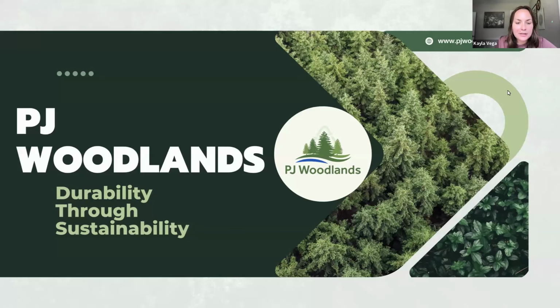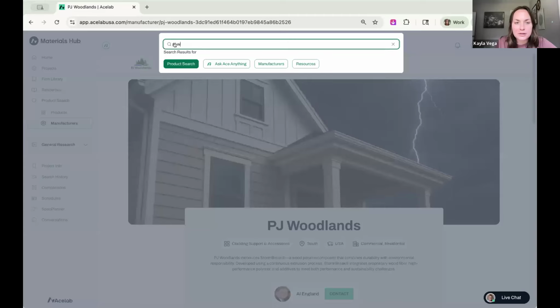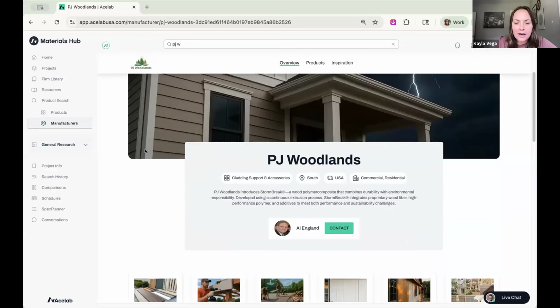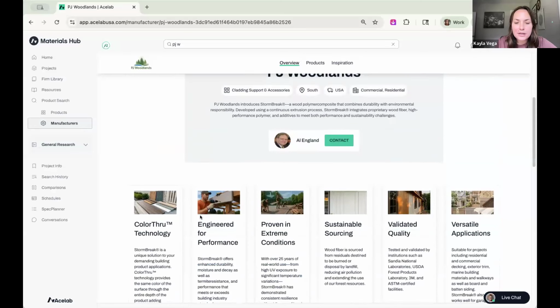Let's take a look over at PJ Woodlands' page on Acelab. I'm pulling this up now. All right, so here you can see that we are in Acelab. If you're not familiar with doing materials research on Acelab, a really good place to start is using this search bar at the very top of the screen. In this case, you can toggle over to manufacturers to find their page. Here we have some general information. We've got Al's contact information here as well for you, some value propositions, products, and some inspiration photos.